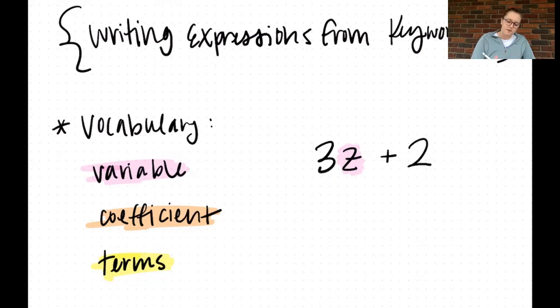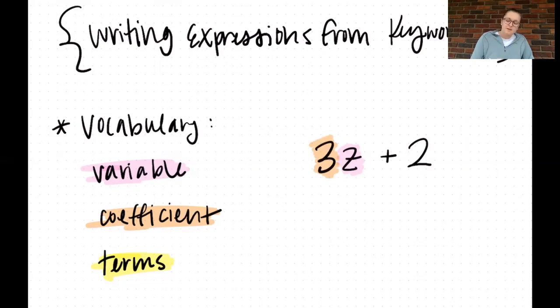Coefficient is the number that we are multiplying by the variable, right? So that number and the variable, when they're right next to each other, means that they're multiplying. So in this case, my coefficient is 3, okay?